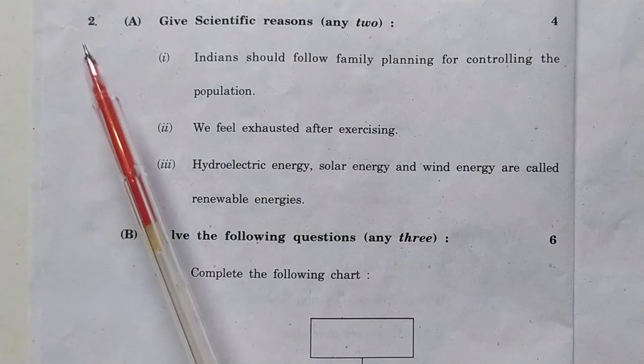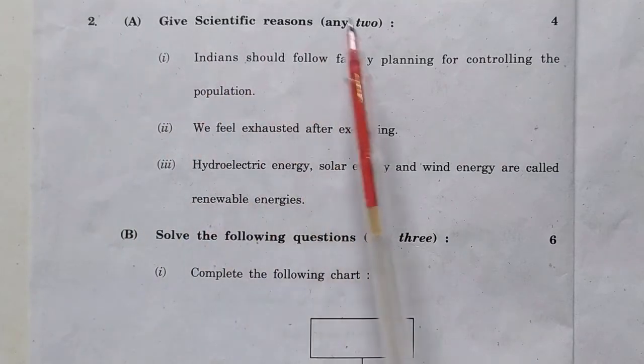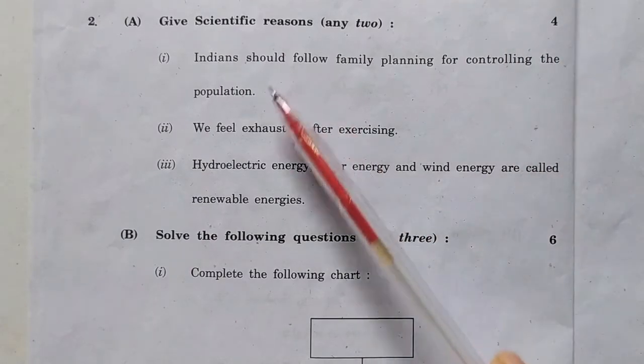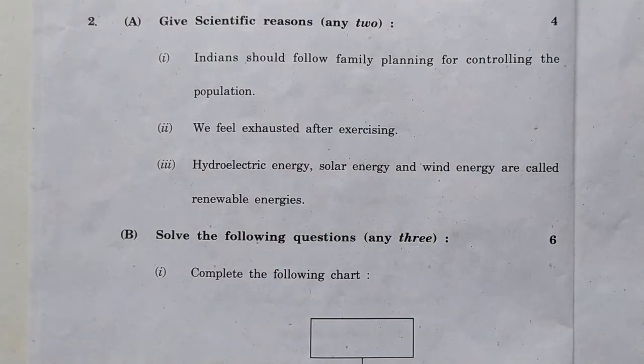So friends, this one is question number 2A, and the question is give scientific reason, and you have to attempt any 2 questions and you are going to get total 4 marks. So there are 3 questions and you have to attempt any 2, and remember this, while writing scientific reasons you have to write at least 4 points. So let's see the questions.